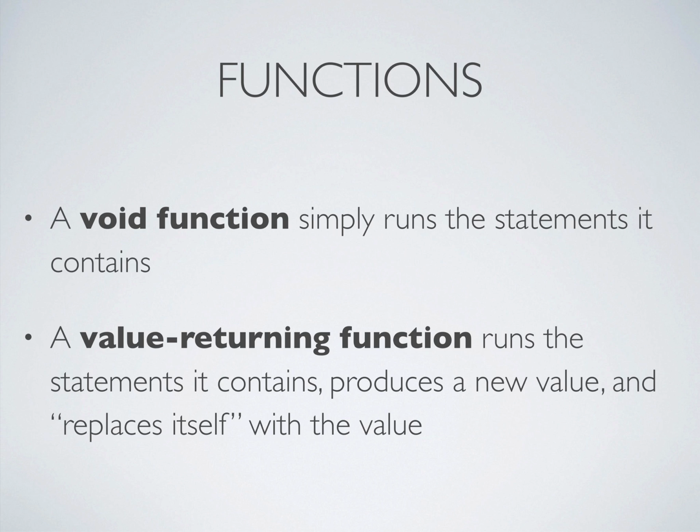A value returning function also runs the statements that are inside the function, but at some point it produces a new value and then sort of replaces itself with the value. I know that might sound a little bit weird, but for now the main takeaway is that void functions just run the code, that's it. Value returning functions run the code, make a new value, and then give this value back to the program at some point. They return a value, they give a value back.